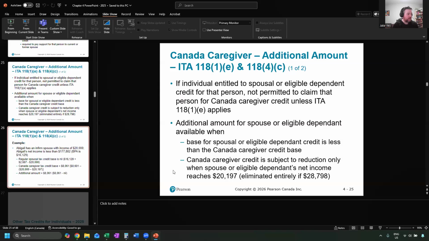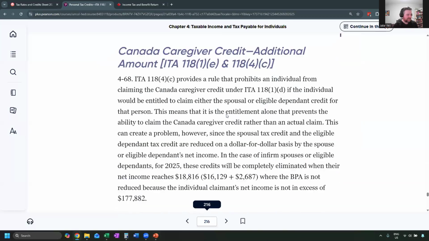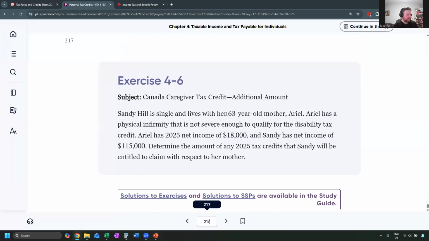Yeah, and there's no better way to show that in action than to do the calculation, right? So Sandy Hill is single and lives with her 63-year-old mother, Ariel. Ariel has a physical infirmity that's not severe enough to qualify for the disability tax credit. Ariel has 2025 net income of $18,000, and Sandy has net income of $115,000. Determine the amount of any 2025 tax credits that Sandy will be entitled to claim with respect to her mother.